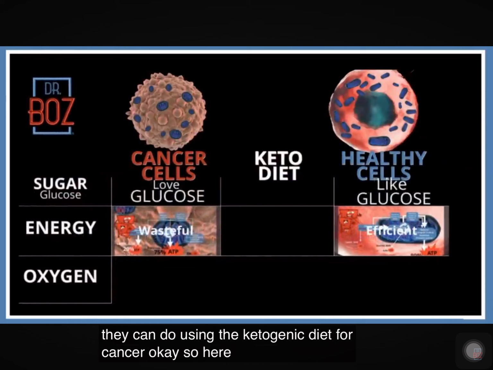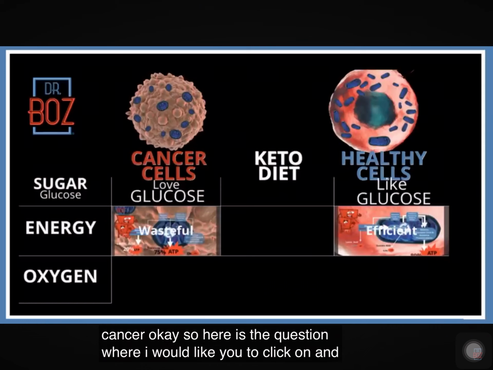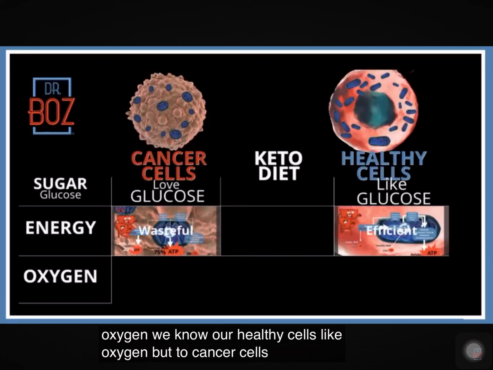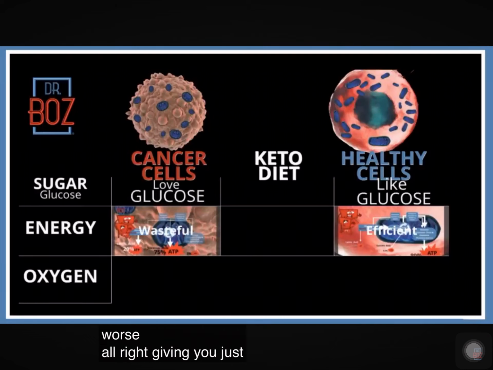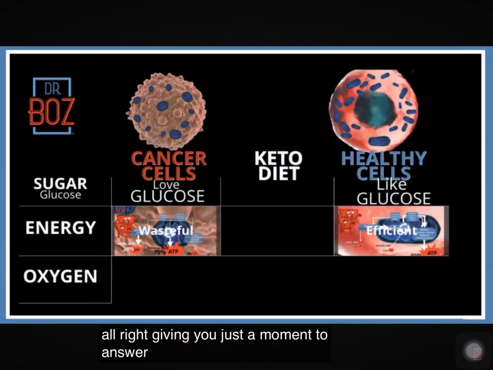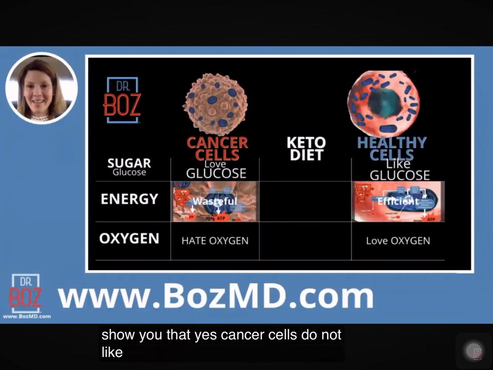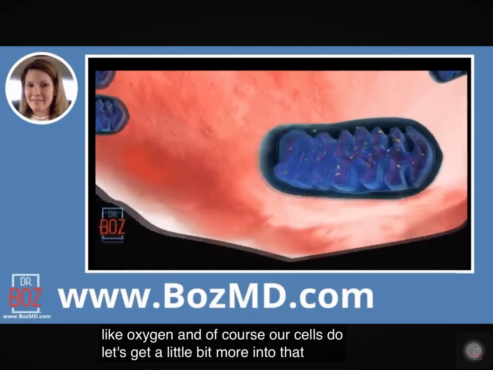Okay, so here is the question where I would like you to click on and answer this question before I tell you the answer. And that is, do you think cancer cells like oxygen or don't like oxygen? We know our healthy cells like oxygen, but do cancer cells, does it make their world better or does it make it worse? All right, giving you just a moment to answer. Okay, so that's giving you a little time to answer that question, and I will show you that, yes, cancer cells do not like oxygen, and of course our cells do. Let's get a little bit more into that explanation.